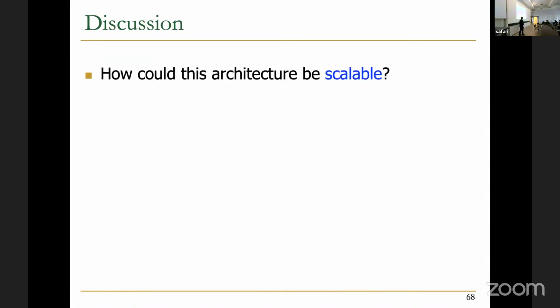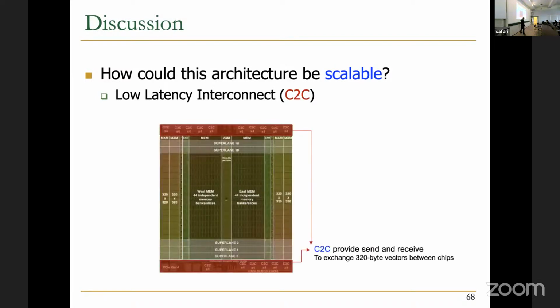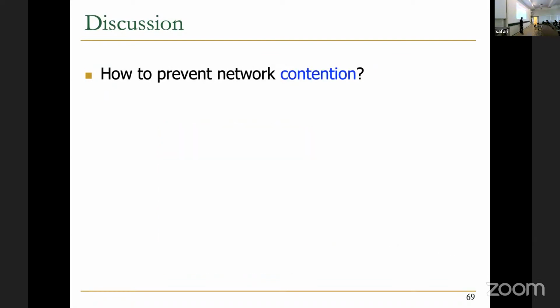Good. Now, I've talked a lot about this C2C and low latency interconnect, but I never really told you how it actually works. So how could this architecture be scalable? The answer here is obviously this low latency interconnect. As a reminder, it's located here. But what is interesting is how we can prevent network contention if you use this. So assume you use a lot of these chips in the same cluster and you want to use them for computation, they need to exchange information. So how can we prevent contention in the network? Does someone have a suggestion?